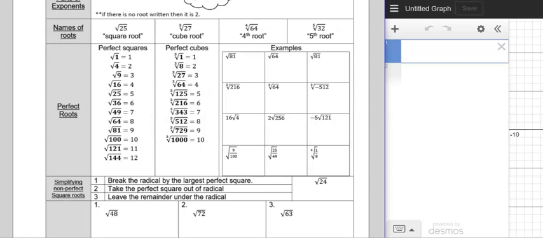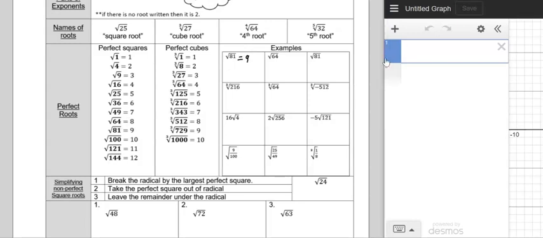And we also have perfect cubes, meaning the cube root of 1 is 1 because 1 to the third power is 1. Cube root of 8 is 2 because 2 to the third power is 8, and so on. Okay, 3 cubed is 27, 4 cubed is 64. So the numbers I have bolded here are my perfect cubes. So if I were to ask you, what is the square root of 81? Well, square root of 81 is 9. That's a perfect square. So the answer to this is 9.